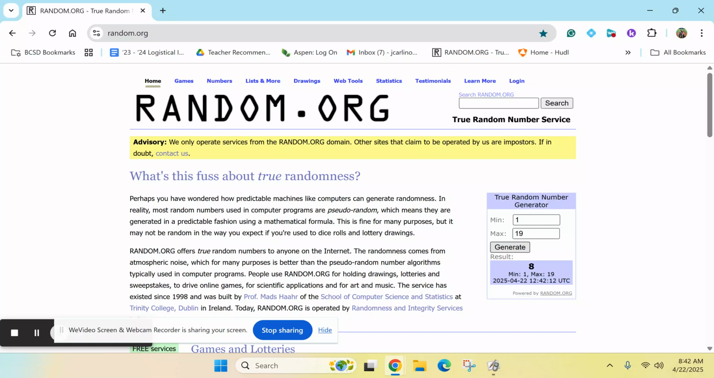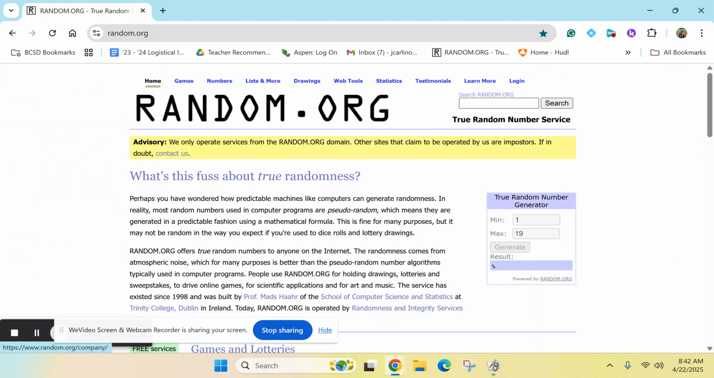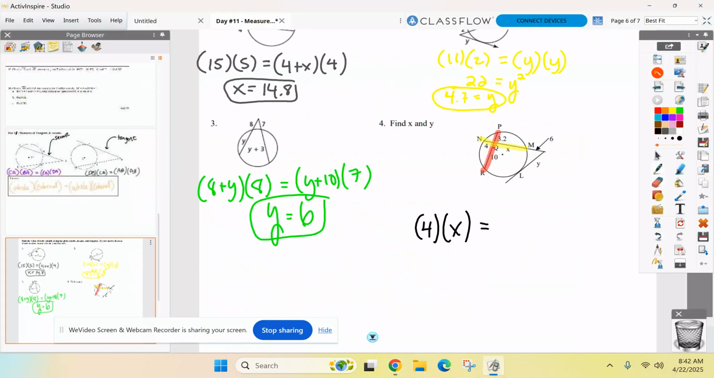Start us off here. Let's do this. Jayla, give me two parts of one of the chords. All right, so I'm from yesterday, 4 times X. Now somebody go to the other chord and give me its two parts. Izzy. 10 and 3.2. All right, so that's how I had to start it off, because I could not do whole times external. It would have given me a y and an x.